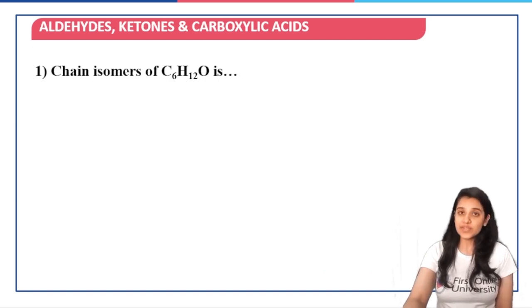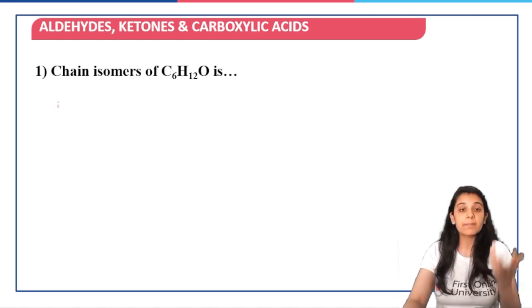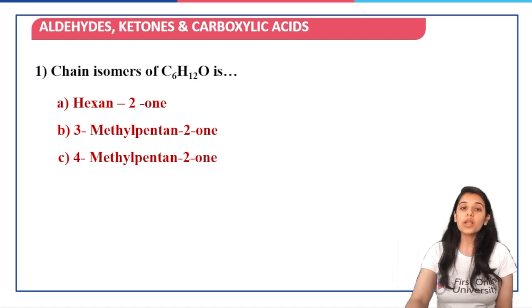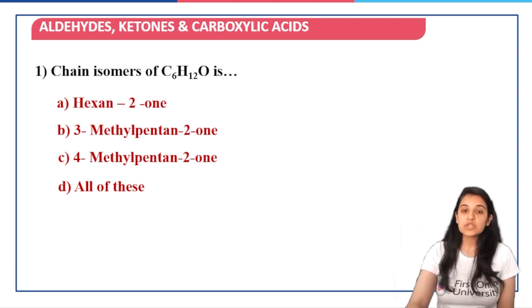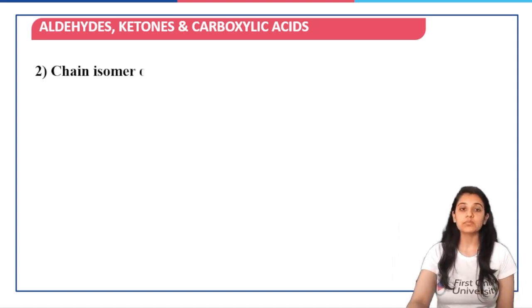So the question here for you is the chain isomers of C6H12O. That's what I was telling you, if you would have actually practiced, you would have been able to answer it. We have seen that hexane-2-one, 3-methylpentane-2-one, and 4-methylpentane-2-one, all of these were the isomers of this given molecular formula. So all of these are the right answer here.